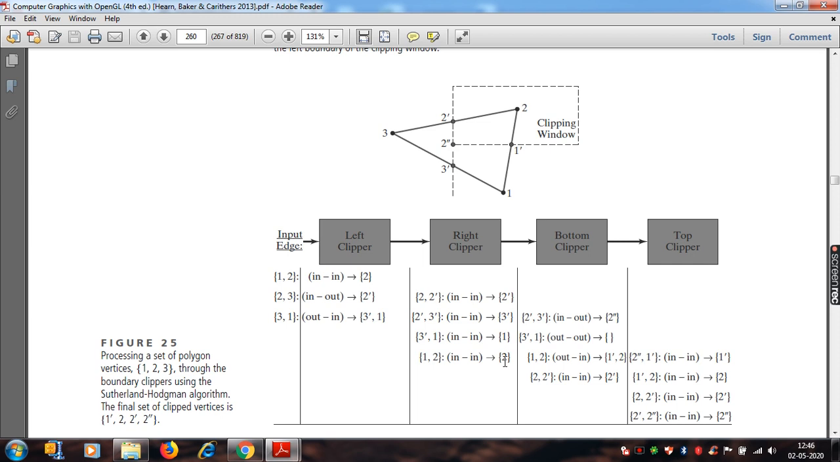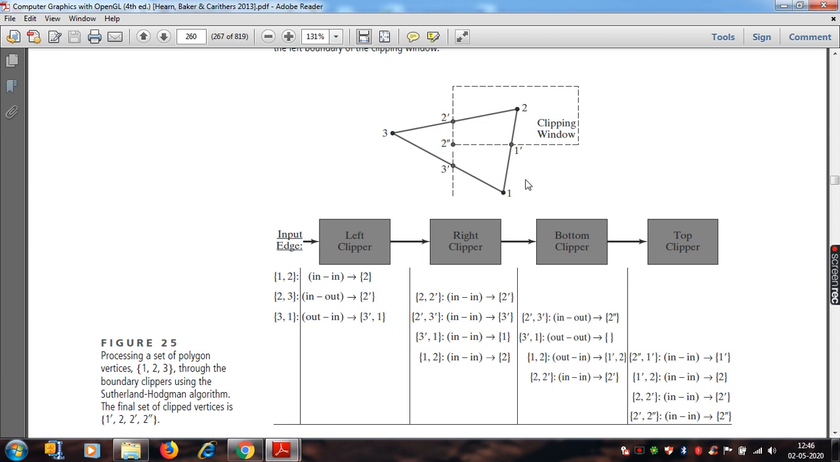Okay, you can see this. Now left and right are clipped. Once you clip the left and right, what are the edges we have now? 2 dash, 3 dash, 1 after left clipping, even after right clipping, 2 dash, 3 dash, 1, 2. Again the same portion. Output will not change after the right clipper because this particular polygon has crossed only the bottom and the left portion of the clip window.